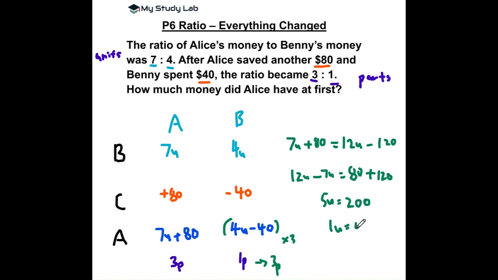1U equal to 40. How much money Alice have? For 7U. Final answer, 7U, 7 times 40 is 280. Okay, this is how you solve ratio, most difficult concept called everything change.